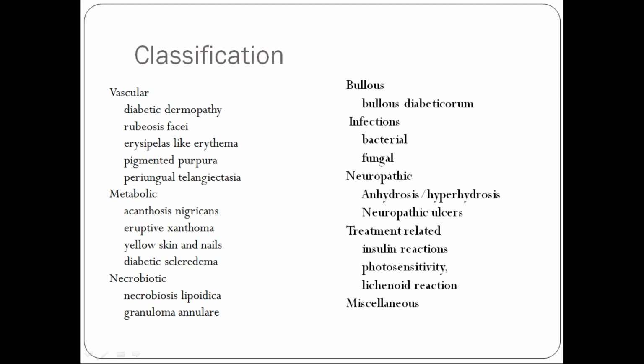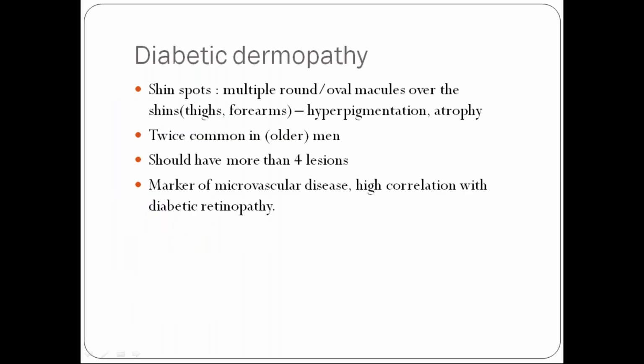And also infections, like bacterial and fungal. Naturally, these infections, like I told you, are more common in diabetics compared to the normal population. And also neuropathic, like increased or decreased sweating, that is hyperhidrosis or anhidrosis, and also neuropathic ulcers. And coming to the treatment related conditions, like the side effects of treatment in diabetes, it's insulin reactions, photosensitivity, and glycoid reaction, and there are some miscellaneous conditions. We will discuss the most common of these conditions today.